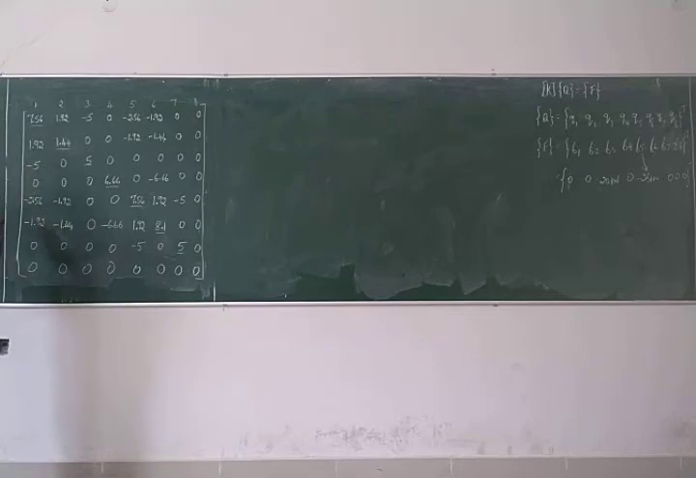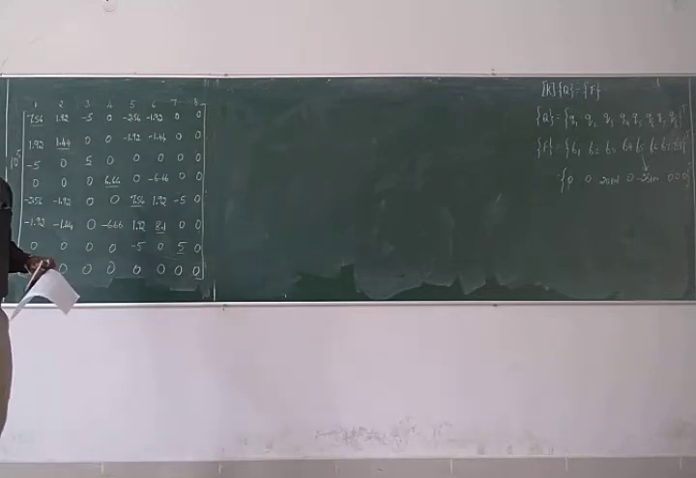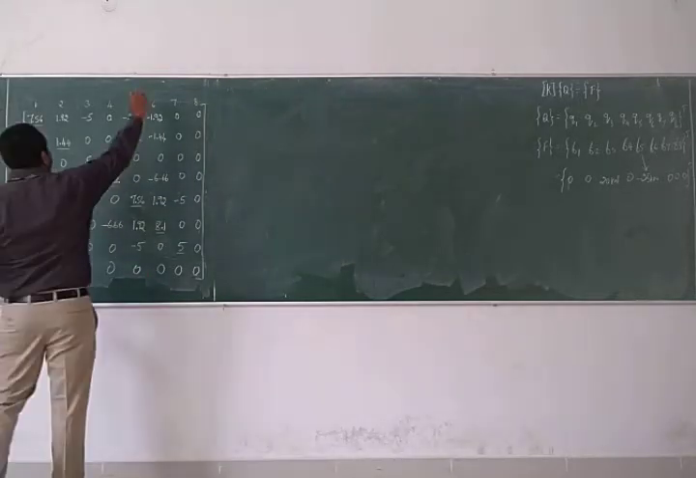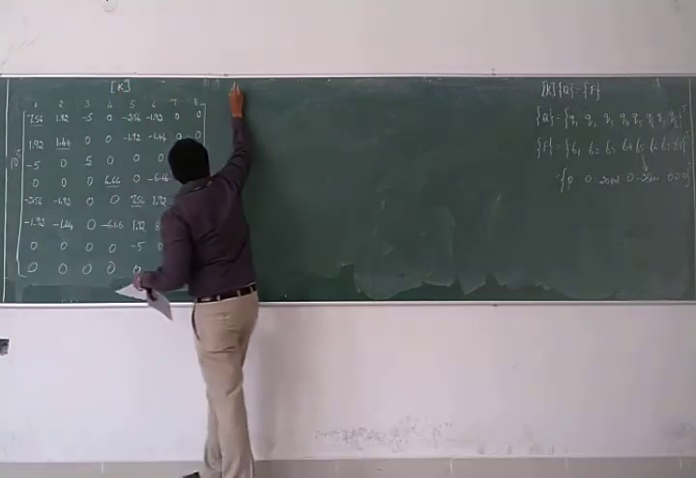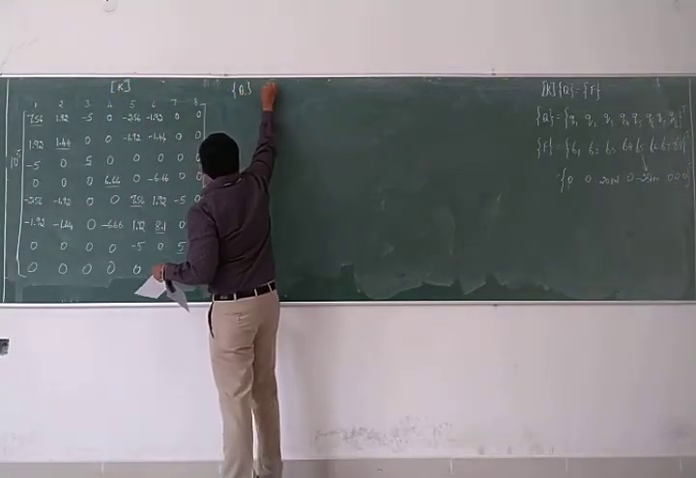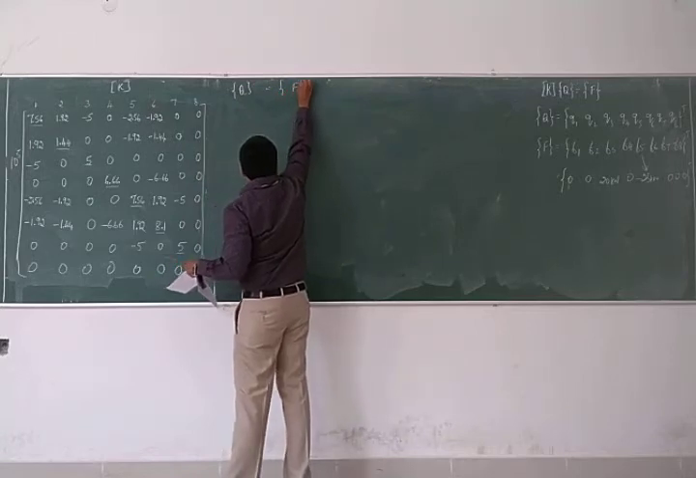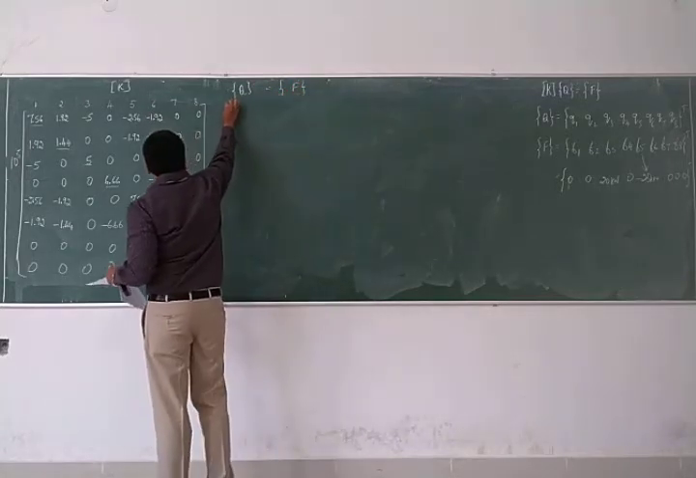So in this global stiffness matrix, we had forgotten to multiply 10 to the power of 5. So don't forget, 10 to the power of 5 we have multiplied. So K multiplied by Q should be equal to F. So what is the value of Q now?